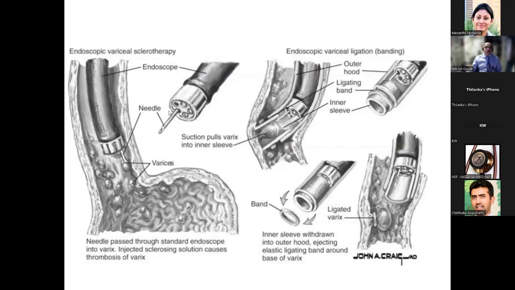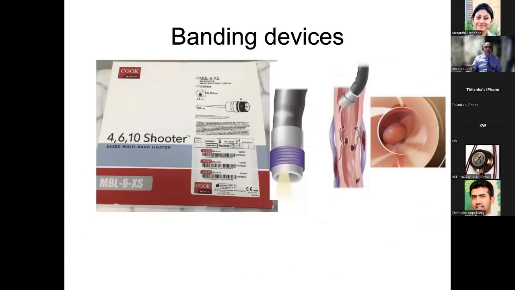For sclerotherapy, you put the endoscope down, then pass the sclerotherapy needle and inject into the varix. And the endoscopic banding is done with the help of a Cook's bander for us, but there are different banding equipment. And it's a clever equipment.